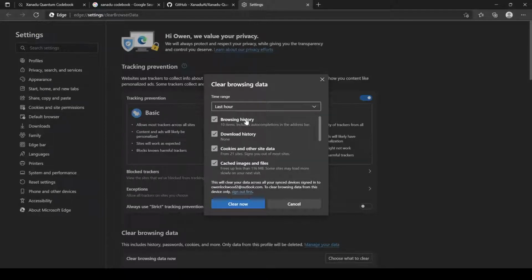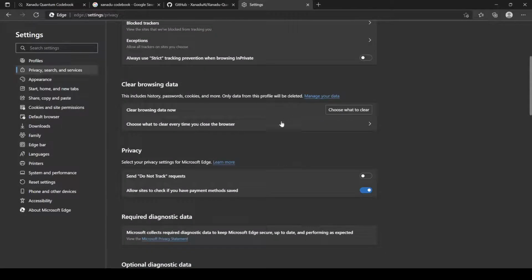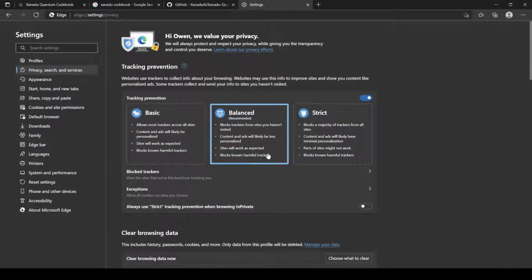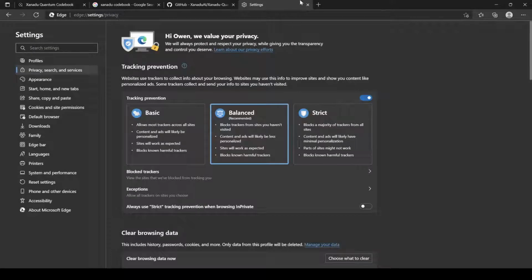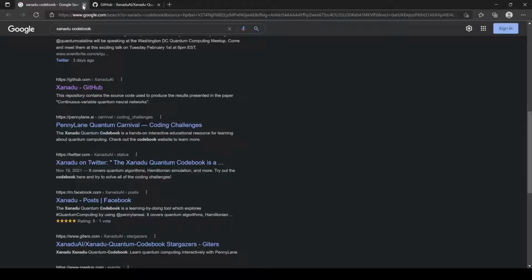Because, by the way, if you clear your cache, you'll delete all your progress. So don't do that if you don't want to lose your progress. I never use Edge. Literally, the only thing I do on Edge is this. I'm not really concerned about anything leaking. Pretty sure, yeah. You can see I have nothing here. We'll just clear for the last hour. See if that fixes things.